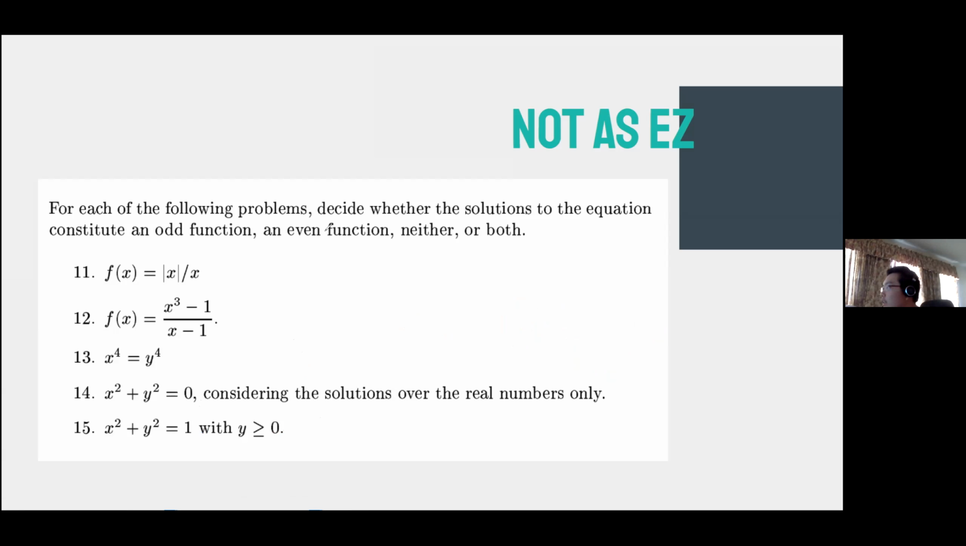So 14, is it even or odd? Even or odd? It can also be neither or both, yeah.